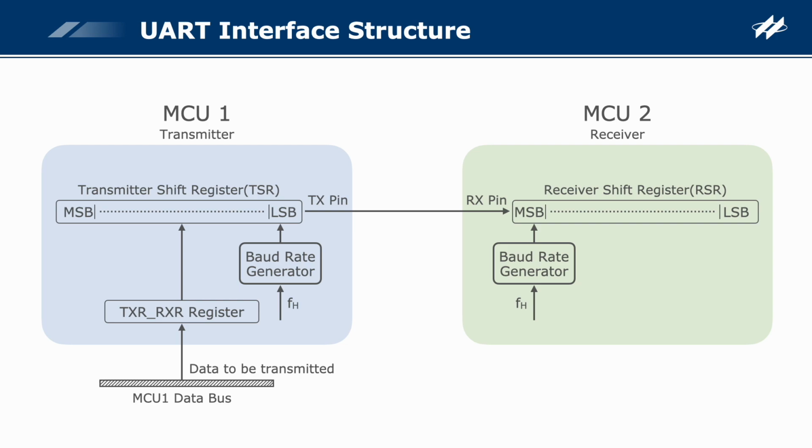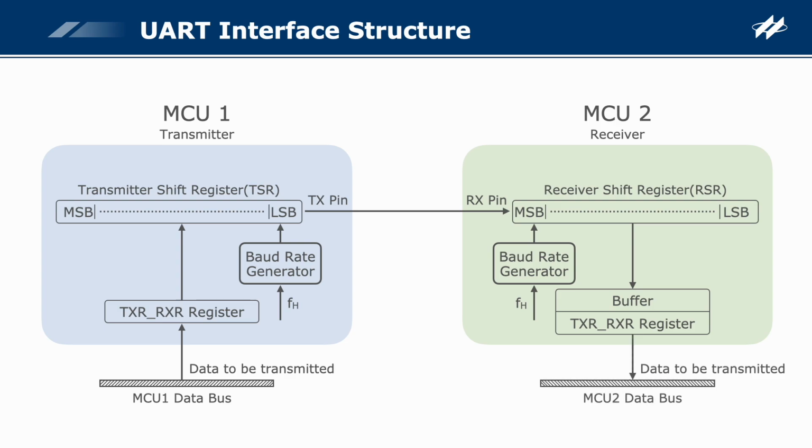For the data receiver, the data is received from the RX pin and shifted into the receiver shift register RSR. When the receiver shift register RSR is full, the data is first transferred to the buffer, then to the TXR_RXR register. Users can read the received data from the TXR_RXR register to complete the reception. Note that the buffer and the TXR_RXR register form a 2-byte FIFO, where 2 bytes can be held while a third byte can continue to be received.